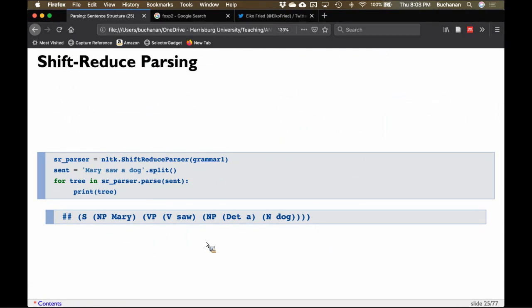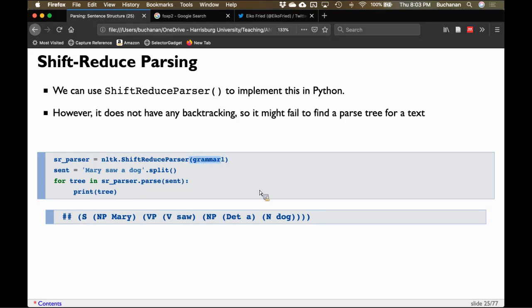Now that's logically very appealing, however, these also have their problems, which we'll get to in a second. In NLTK, that's the shift-reduce parser to implement that. You train the parser by putting in the grammar that you built. And this has no backtracking, because in theory, as words come in one at a time, I don't need to go back because I'm just reducing them as I see them.